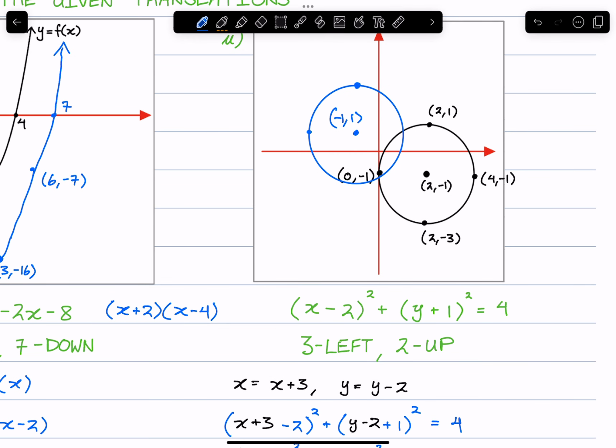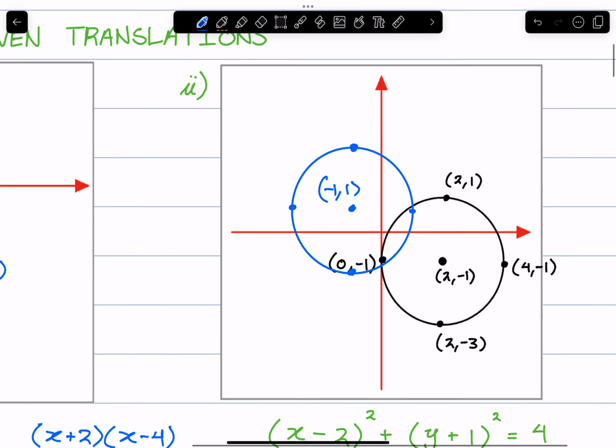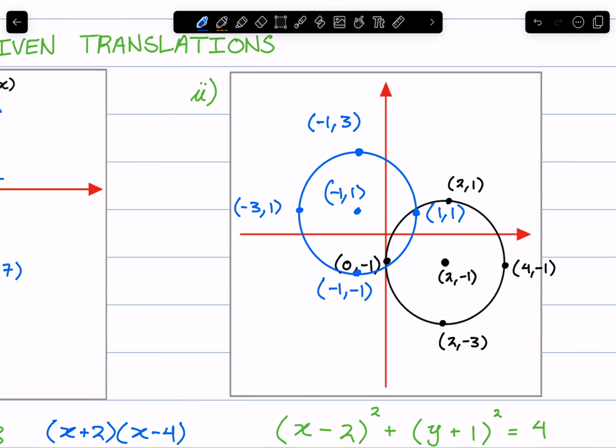So all the points on its extremes, well, this point here above will be negative 1, 3, because the radius is still 2. This point here would be 2 units to the left, so negative 3, 1. This point here would be 2 units down, which would give us negative 1. The x value is not changed. Negative 1. And this point to the right would give us positive 1, 1.